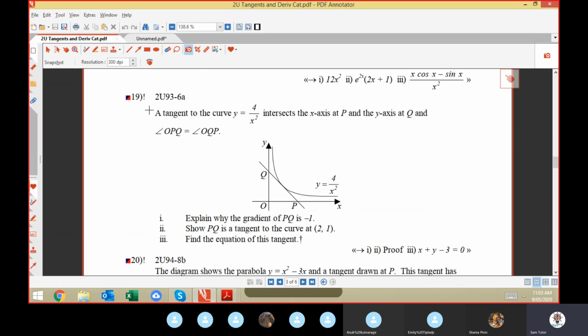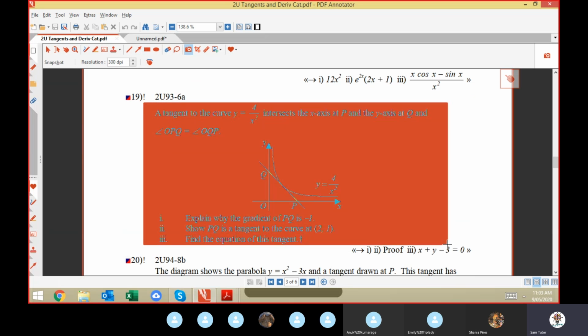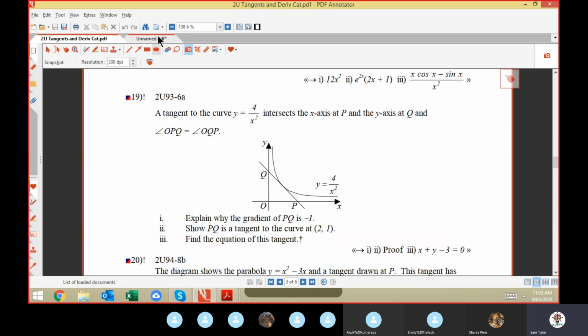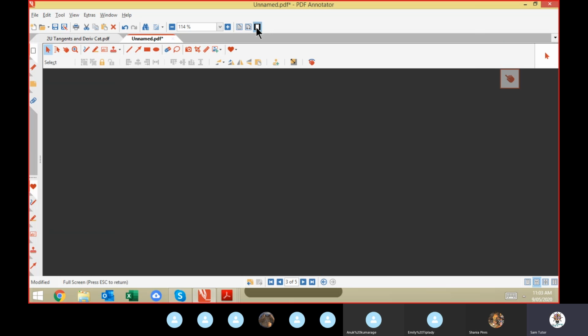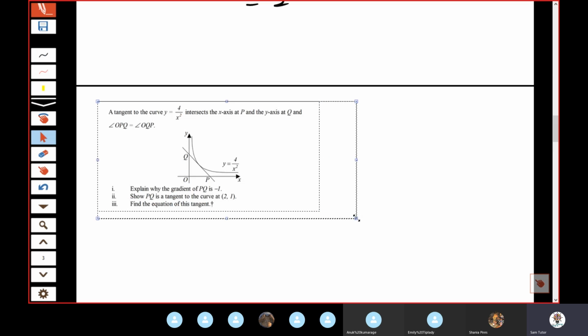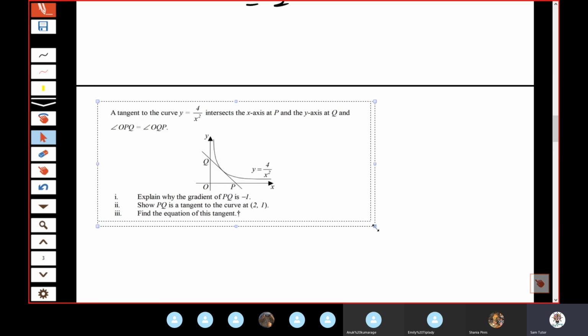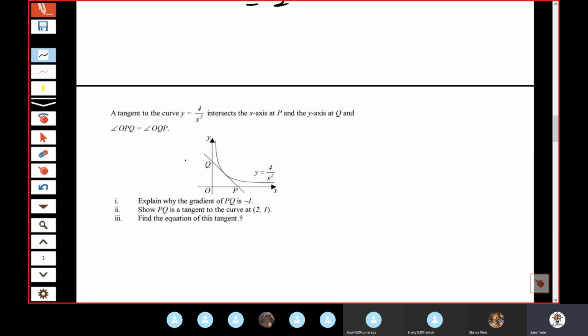Novak, I guess you can do this one. So a little bit harder, but never impossible. So I'll let you read it for 2 seconds and tell me what you know, what you understand, what you don't understand. Tangent to the curve intersects the x-axis at P and the y-axis at Q, and angle OPQ equals OQP. Explain why the gradient of PQ is -1. Okay.